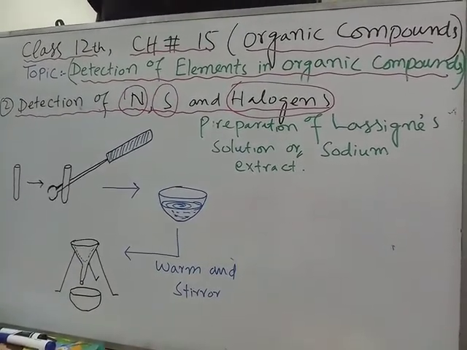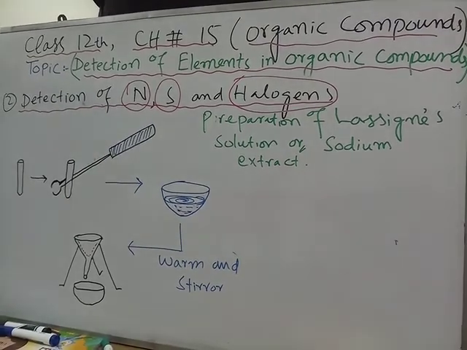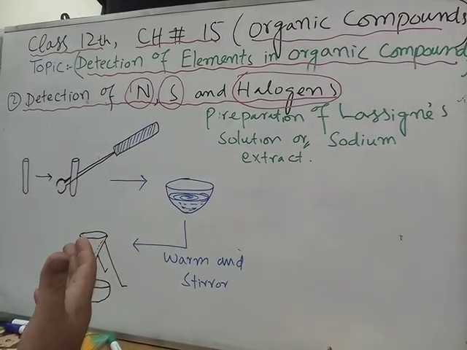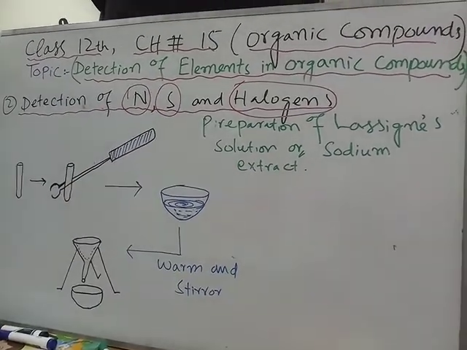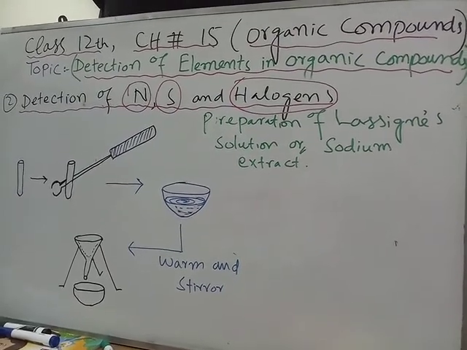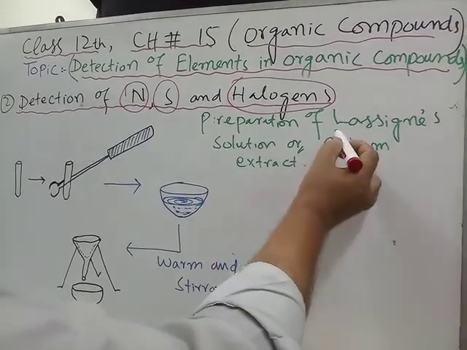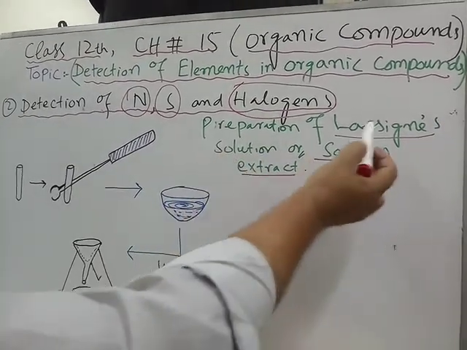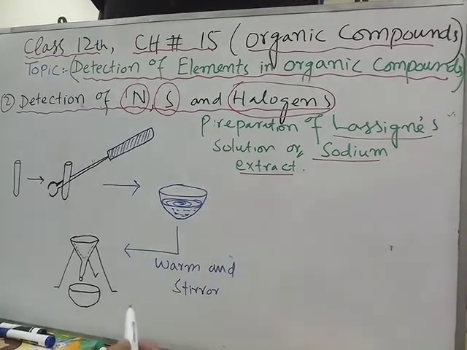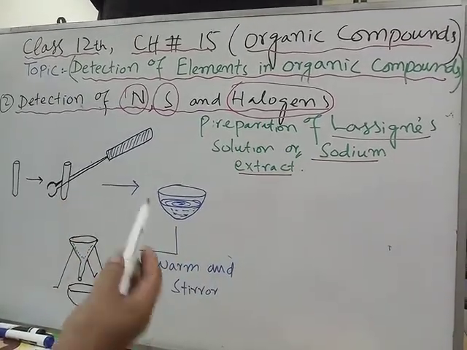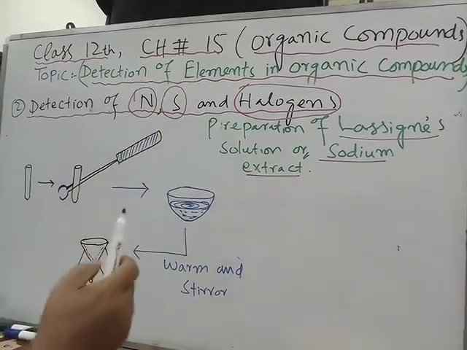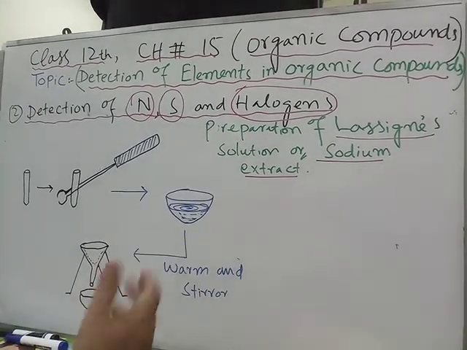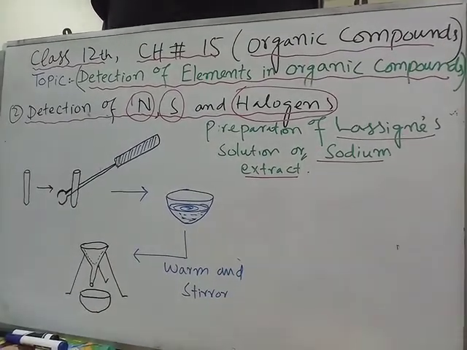In order to perform the test for these elements, we have to first prepare a special solution which is called Lassaigne solution. It is also called sodium extract. So preparation of Lassaigne solution or sodium extract is the first step for detection of nitrogen, sulfur and halogens in organic compounds. So how to prepare Lassaigne solution, or sodium extract?